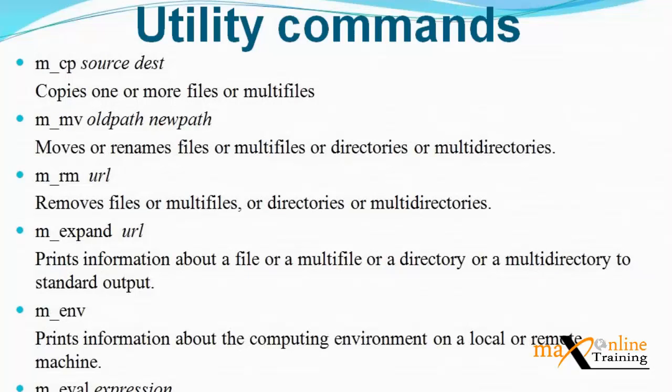It prints information about a file or a multifile to standard output. If you issue m_expand and then the control URL, you can get the listing of the data partitions. It will list where the data partitions are. In the recent version, you can view the data from the multifile directly using the m_cat command. We have an equal counterpart for the cat command, that is m_cat, and it will list the entire data as well. Not in the formatted text, but line by line, like how you see in a serial file.